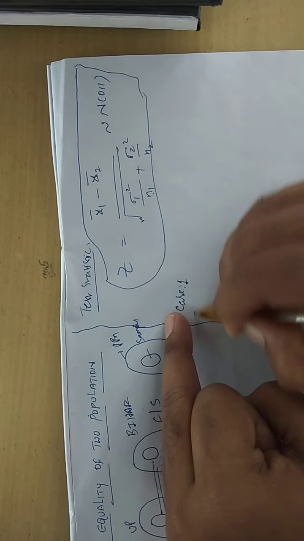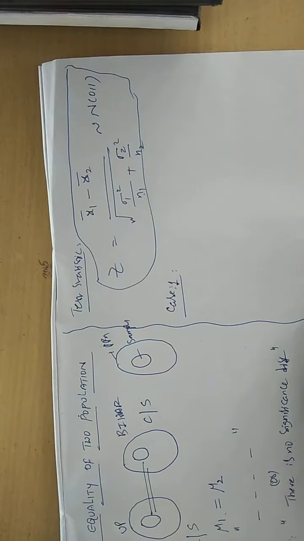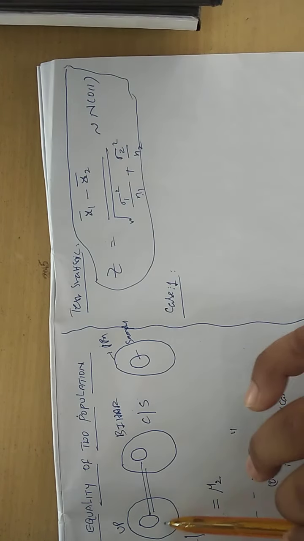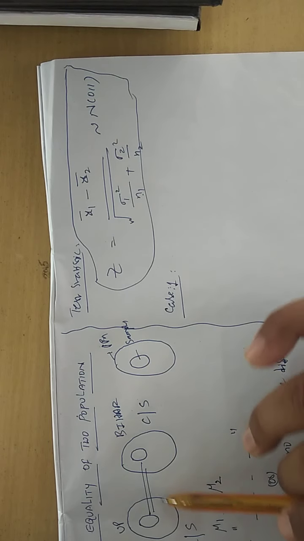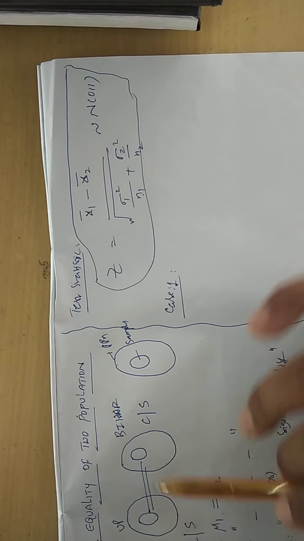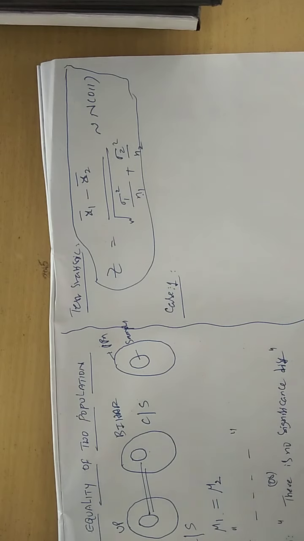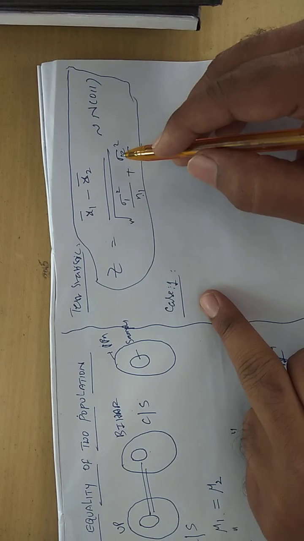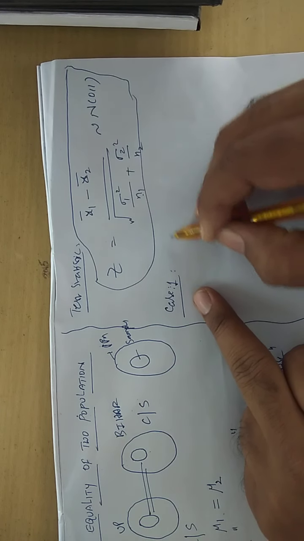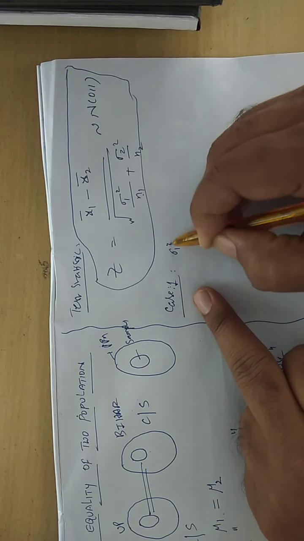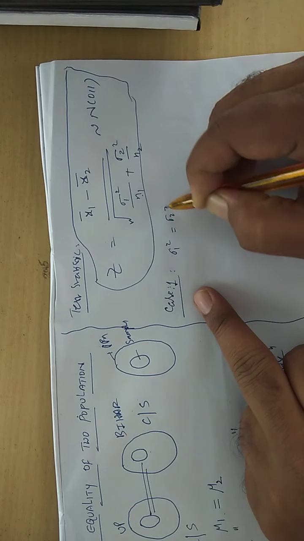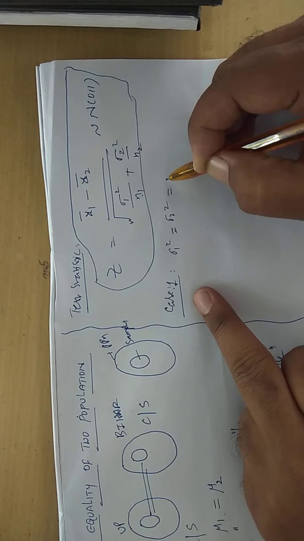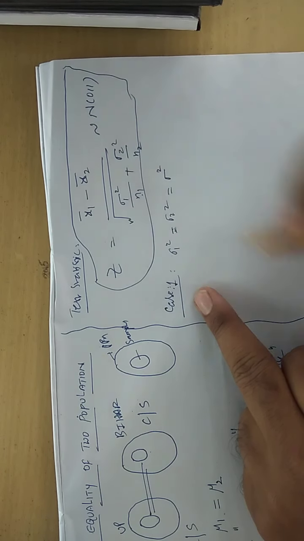Let us suppose case 1. In the problem sometimes they say that both the population variances are equal and known. So whenever both are equal, how can you write? Sigma 1 square becomes sigma 2 square. Both are equal to a given value. Let that given value be sigma square.